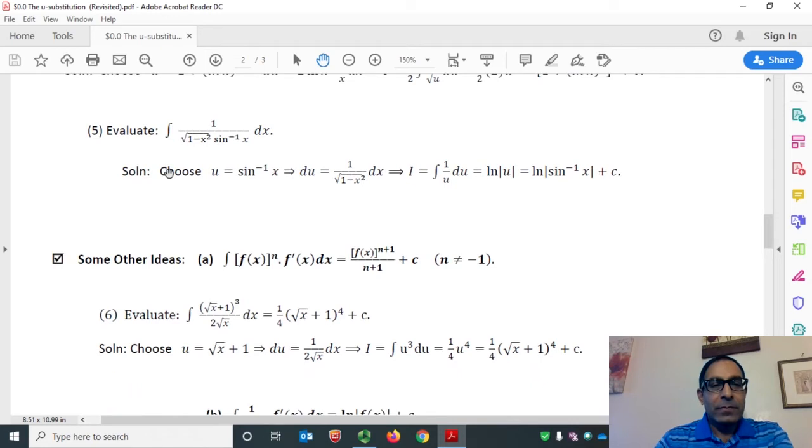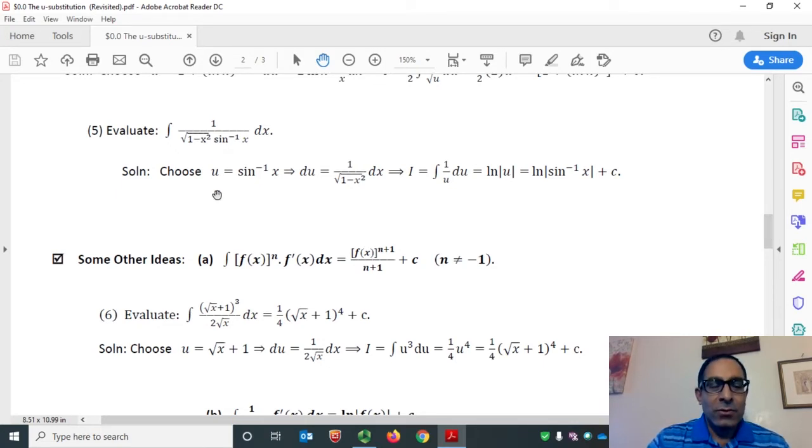Example 5. Evaluate the integrals 1 over radical 1 minus x squared times sine inverse x dx. Wow. So let's begin the solution. Choose u equals to sine inverse x. So keep in mind that when you pick u value, then you take the derivative immediately, then the derivatives turn out to be the remaining term on the integrand. So what happened if you would pick u equals to radical 1 minus x squared, then its derivative is not sine inverse x, then there's a problem.